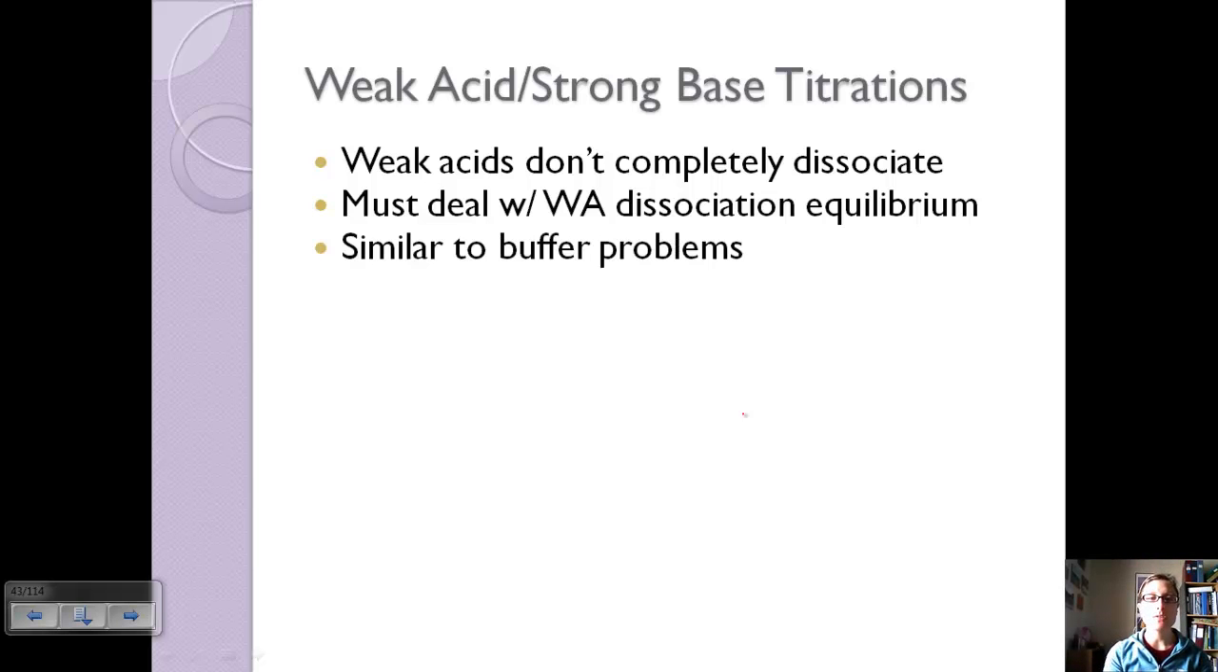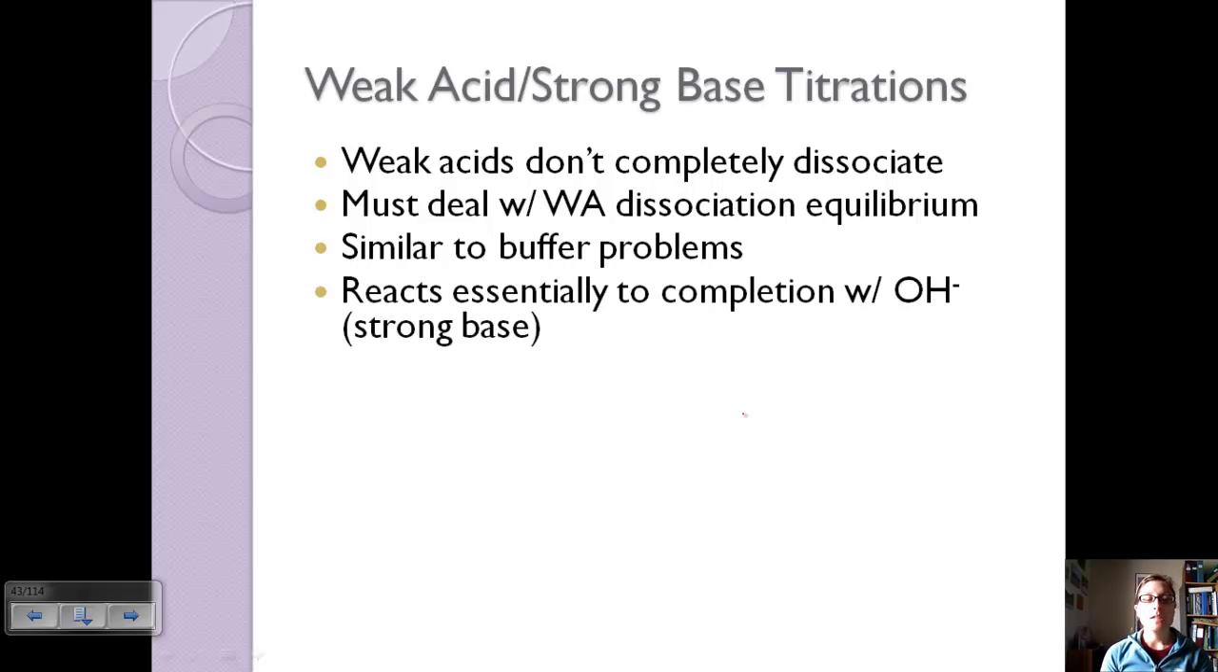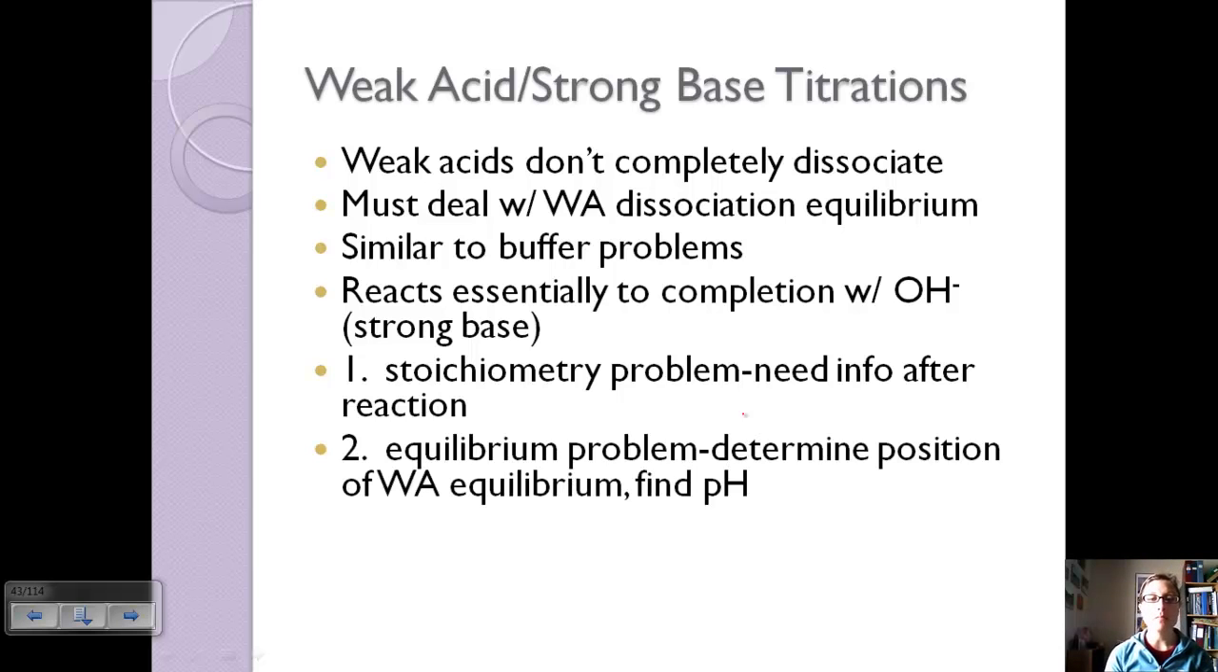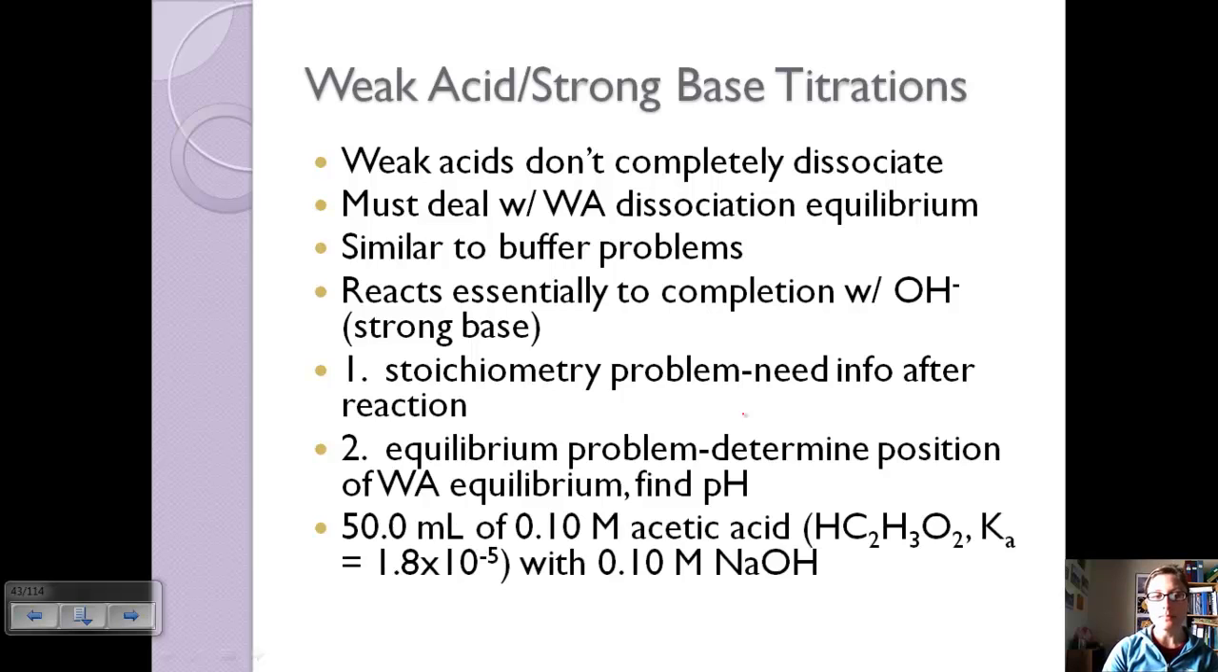So this is very similar to buffer problems that we talked about in section 3. The weak acid will react essentially to completion with the OH minus because it's coming from a strong base. And so first we do the stoichiometry problem because we need to get the information for what the concentrations are after the reaction. And then we do the equilibrium problem to determine the position of the weak acid equilibrium and find the pH. So we're breaking it into 2 parts, like we said, very similar to a buffer problem.